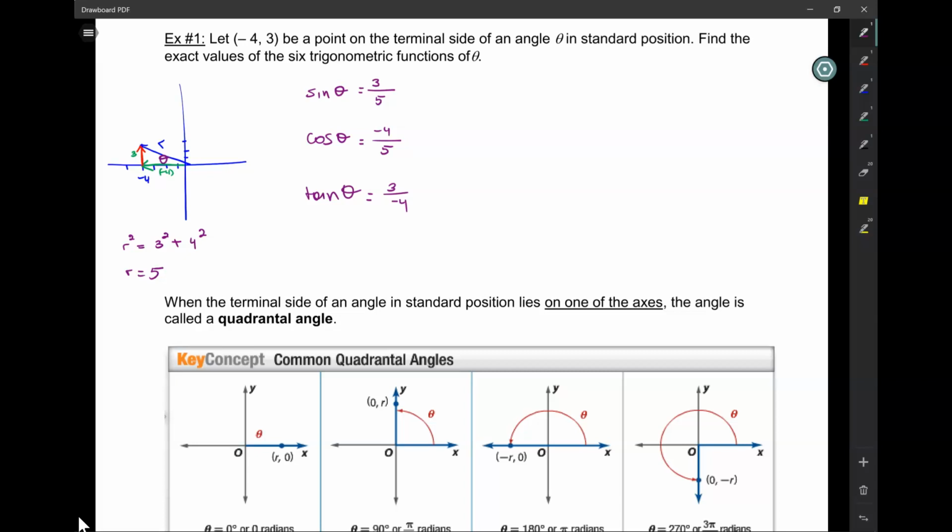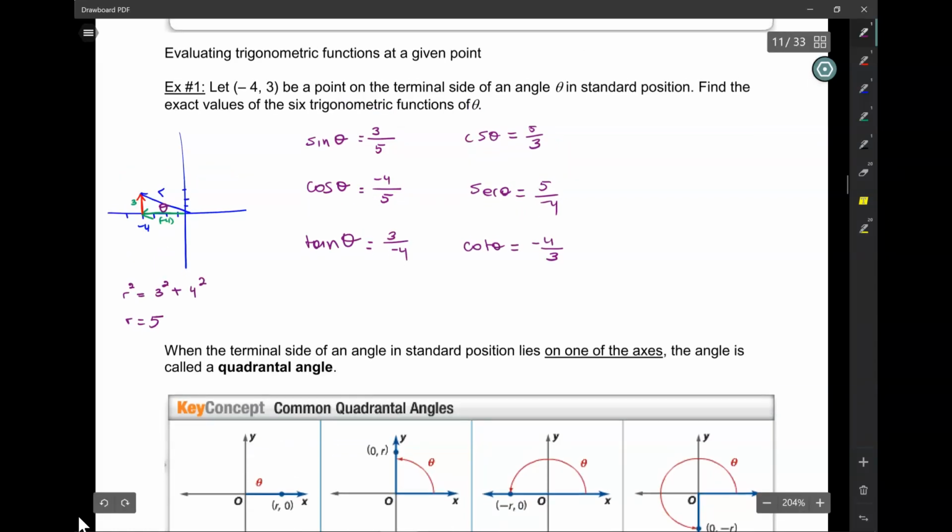So the side isn't, but you're going to see later that sine and cosine are actually the coordinates of where that point lies, right? So it's not just like the absolute value of the side. Okay? And then, so now cosecant of theta is 5 over 3. Secant of theta is 5 over negative 4. Cotangent of theta is negative 4 over 3.